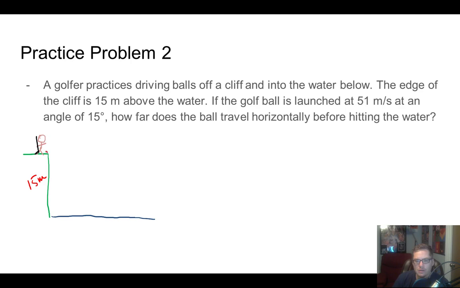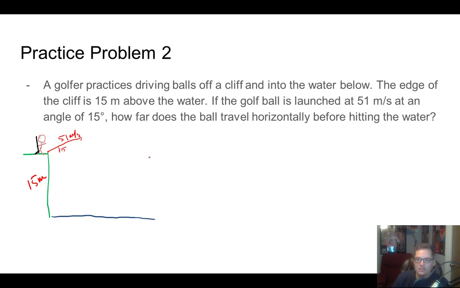So the ball's here. We're just going to say it started right on the edge, right there. It got launched at 51 meters per second at an angle of 15 degrees. So that's pretty shallow. So we'll say this is 15 degrees, and that's 51 meters per second. My vectors aren't really very well represented here, but whatever.